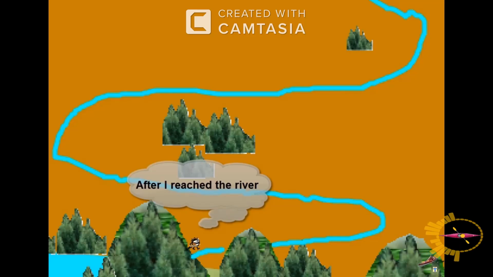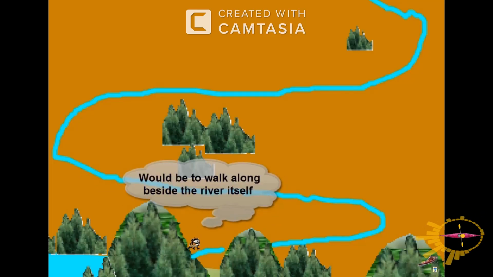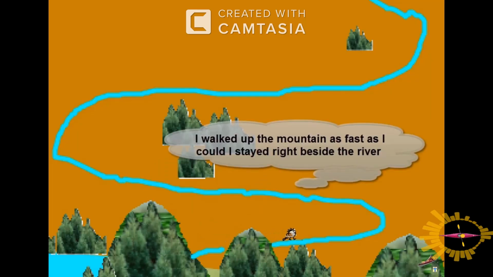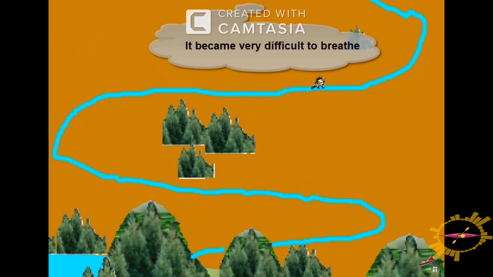After I reached the river, I discovered that the only way I would be able to climb the mountain would be to walk along beside the river itself. I walked up the mountain as fast as I could. I stayed right beside the river, but I noticed that the further I went, the harder the walking became. It became very difficult to breathe.